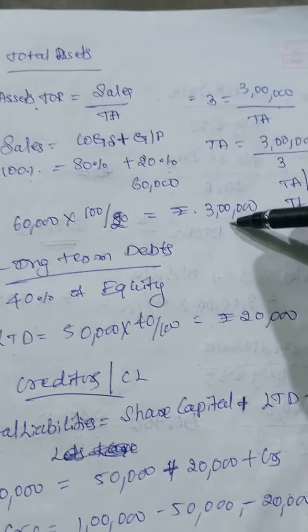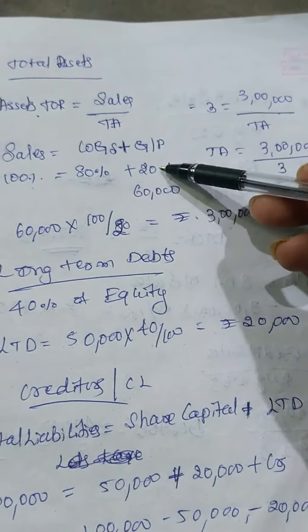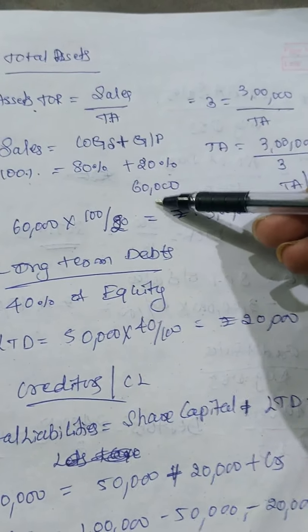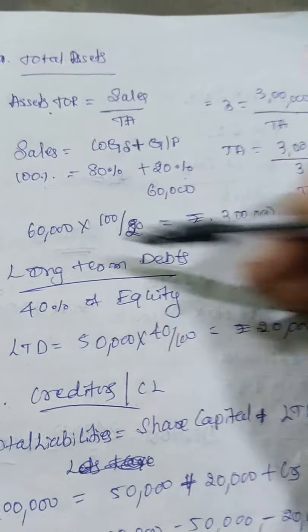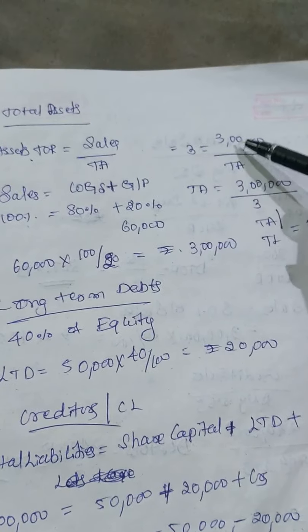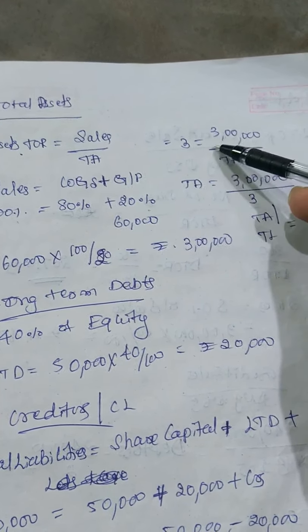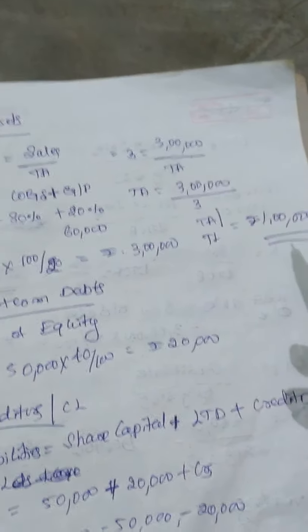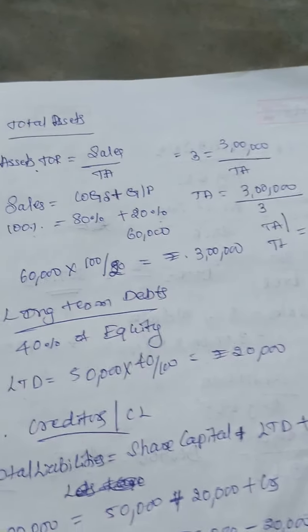It will come to 3 lakh. That is, 60,000 equals 20%. What is for 100%? You will get 3 lakh. So we are getting 3 lakh sales, so total assets will become 1 lakh. That is 3 lakh divided by 1 lakh.